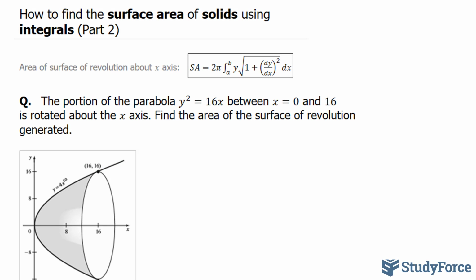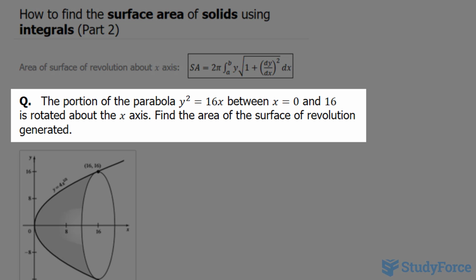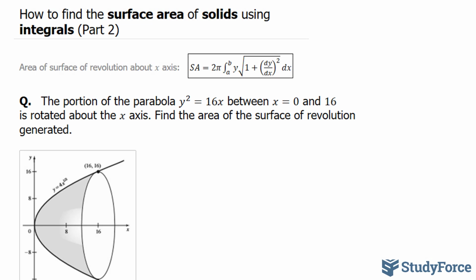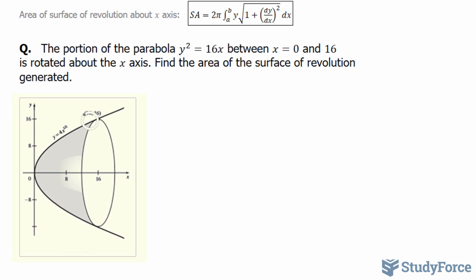In part 2 of this series, we're asked: the portion of the parabola y squared is equal to 16x between x is equal to 0 and 16 is rotated about the x-axis. Find the area of the surface of revolution generated. So we are expected to find the surface area generated according to this function.